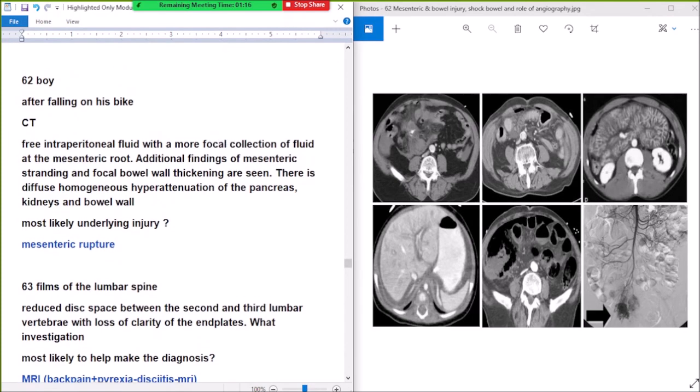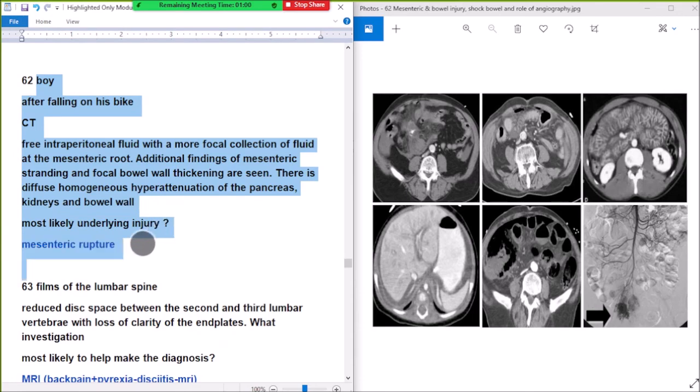62. Boy after falling on his bike. CT scan shows free peritoneal fluid with a more focal collection of fluid at the mesenteric root. Additional findings of mesenteric stranding and focal bowel wall thickening are seen. There is diffuse homogeneous hypoenhancement of the pancreas, kidneys, and bowel wall, most likely due to mesenteric rupture.